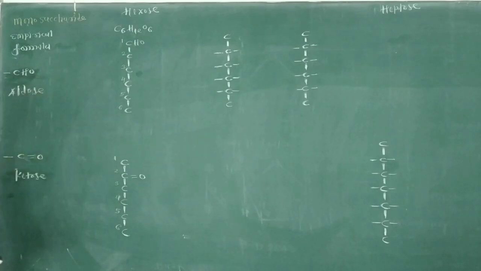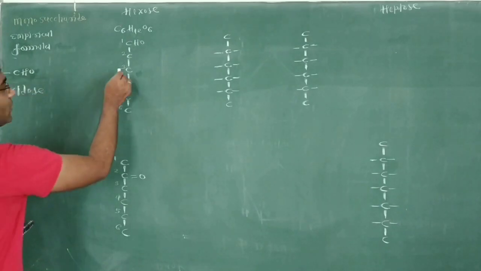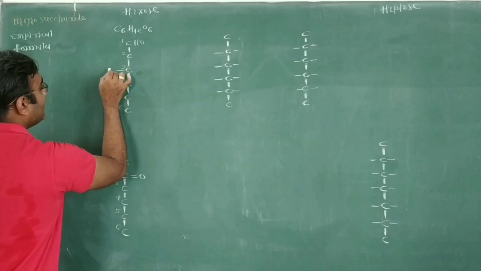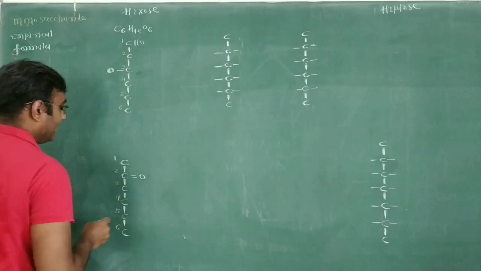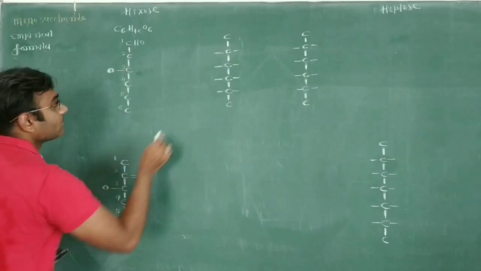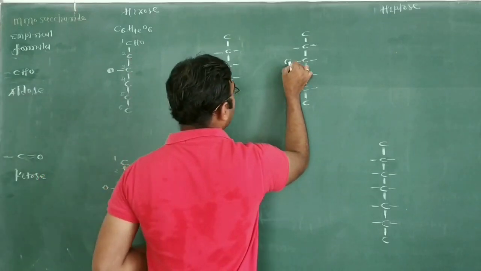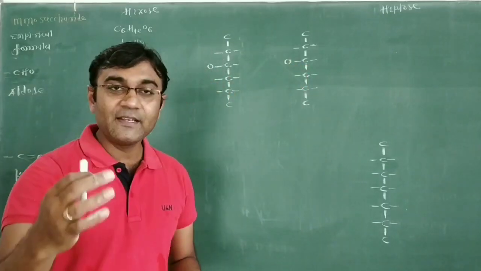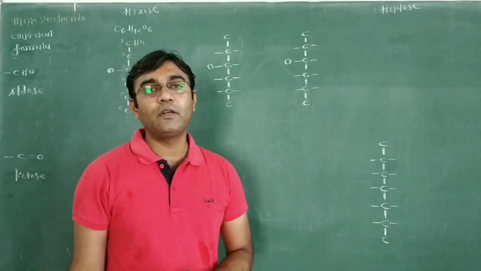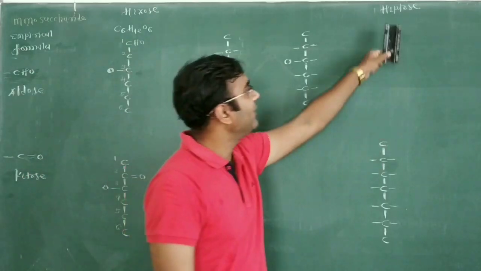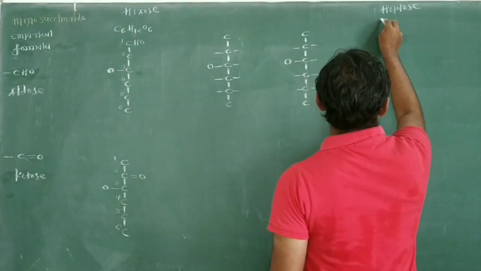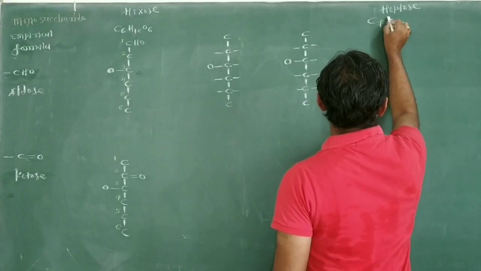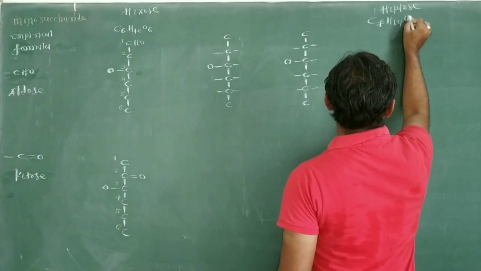In any category of hexose sugar, at the third carbon, the oxygen is present on the left side. If we take n equal to 7, we get the heptose. The empirical formula of heptose is C7H14O7.